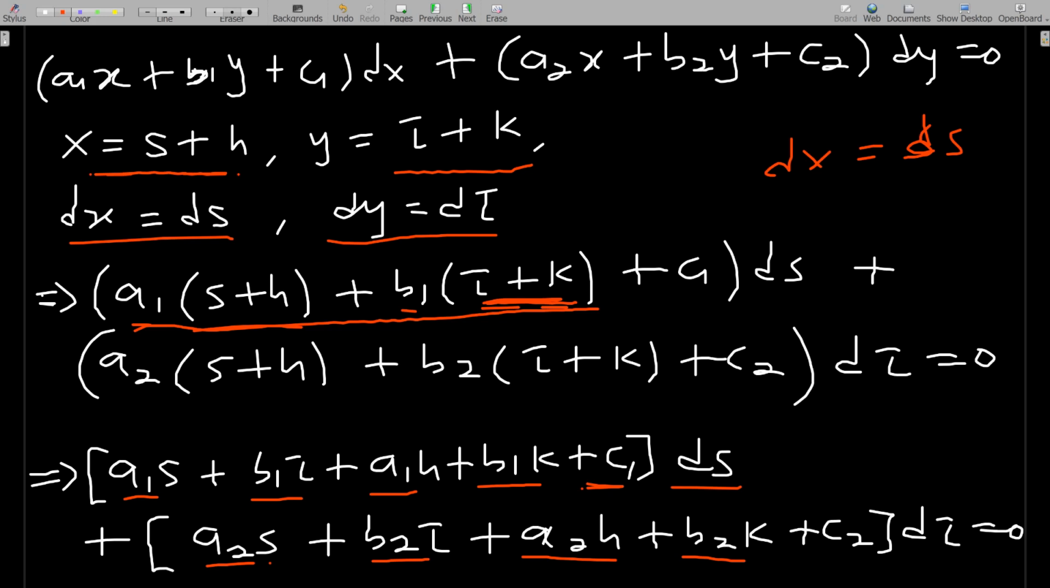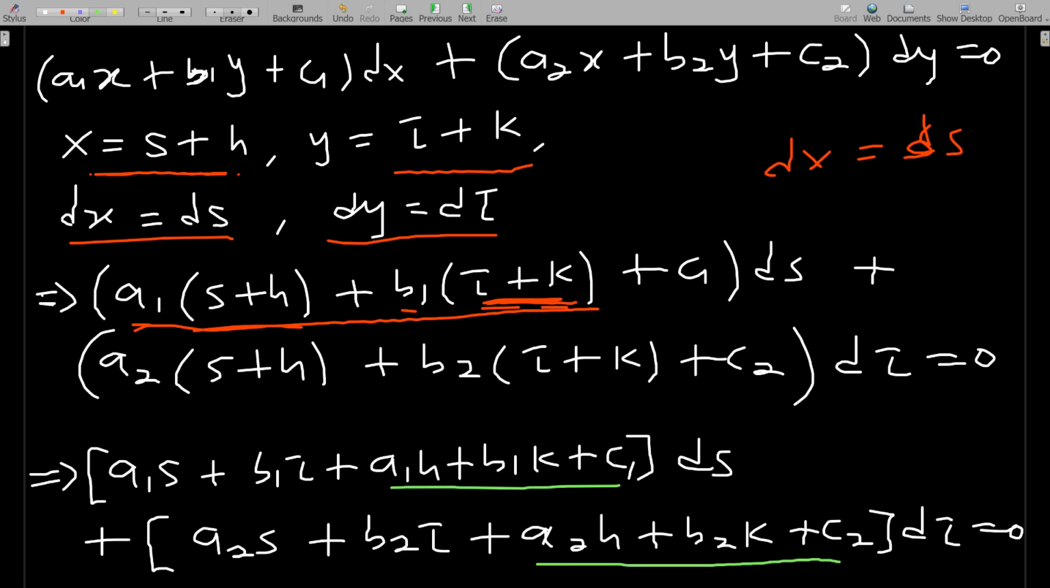After expanding everything, look at this side. Let me first erase the red marks, and then I will underline some points for you. Now look at these ones. What can you say about this side, and what can you say about a2h plus b2k plus c2?